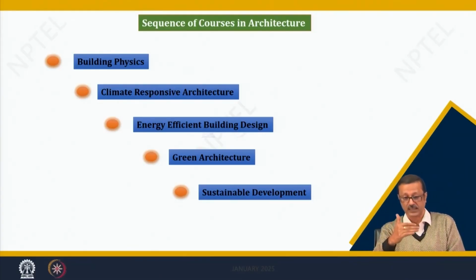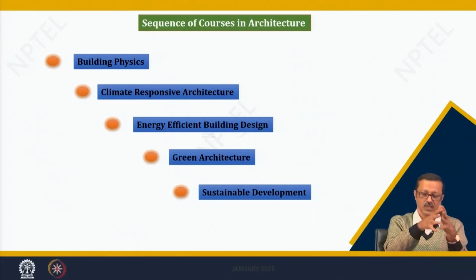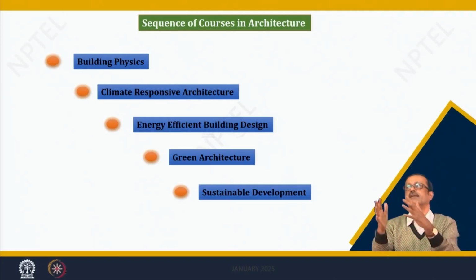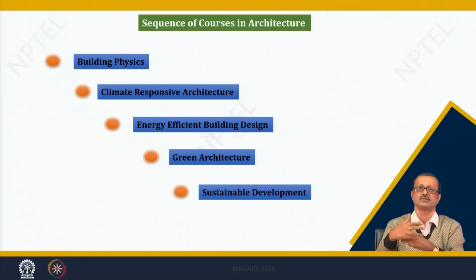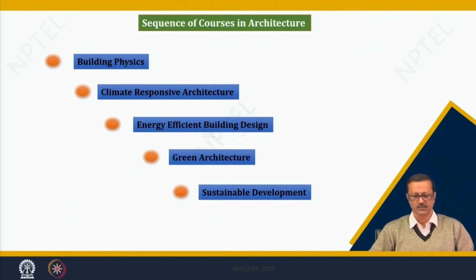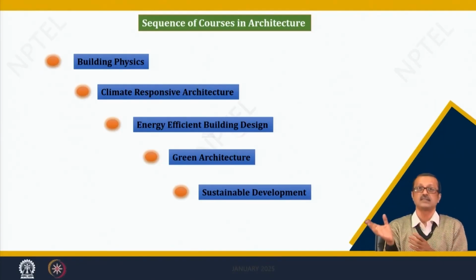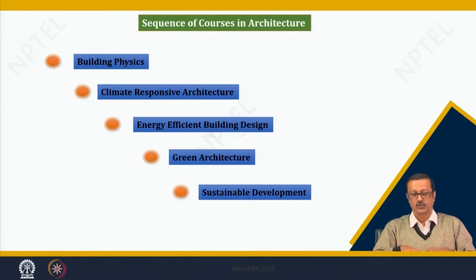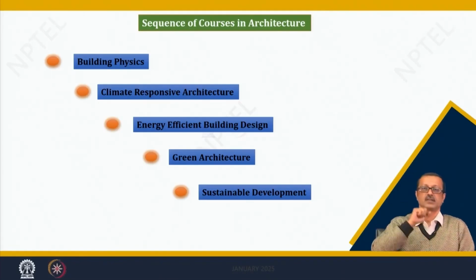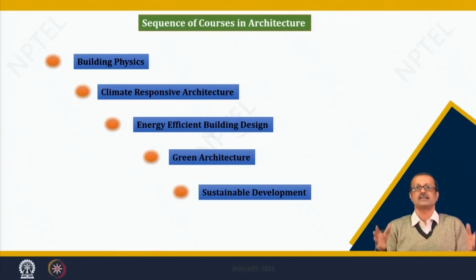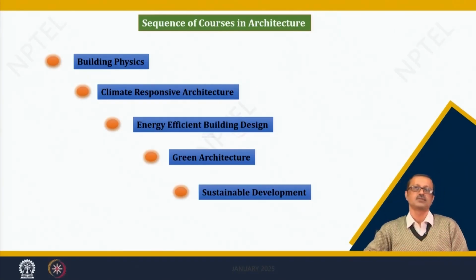If you see, the first three are concentrated on thermal comfort, energy, and building design. When it comes to the green, then it is environment, where it is not only the energy, it also takes care of the water and the soil and air and everything. And when we come down finally to sustainable development, one part is the environment, and the other two parts open out, which are economy and society. So, social development, economical development, environmental protection and all those kinds of things. So, this is the sequence of the courses in architecture.